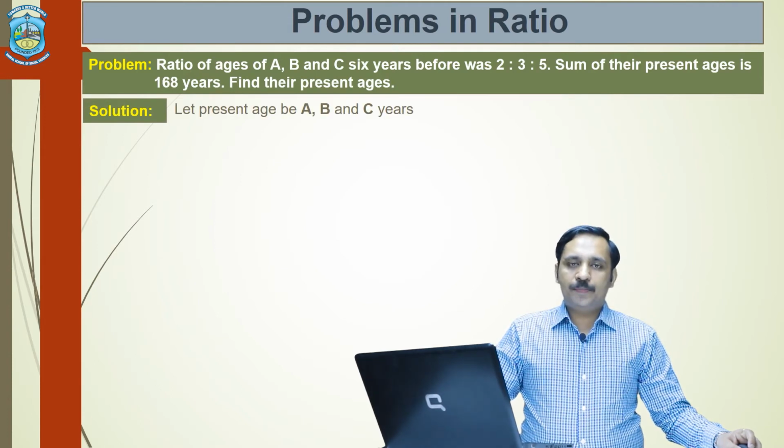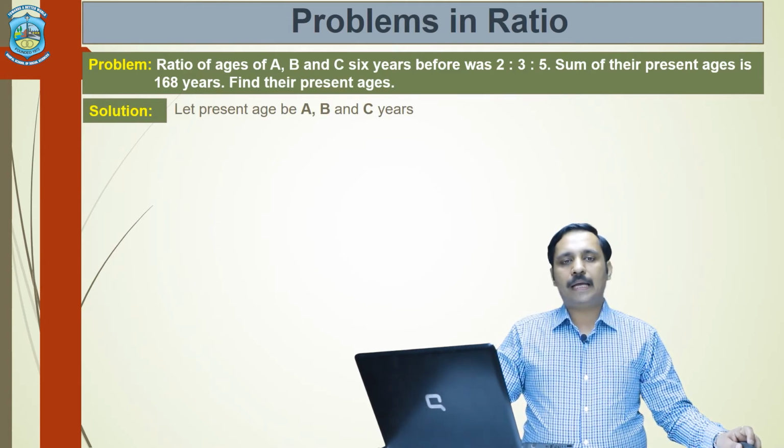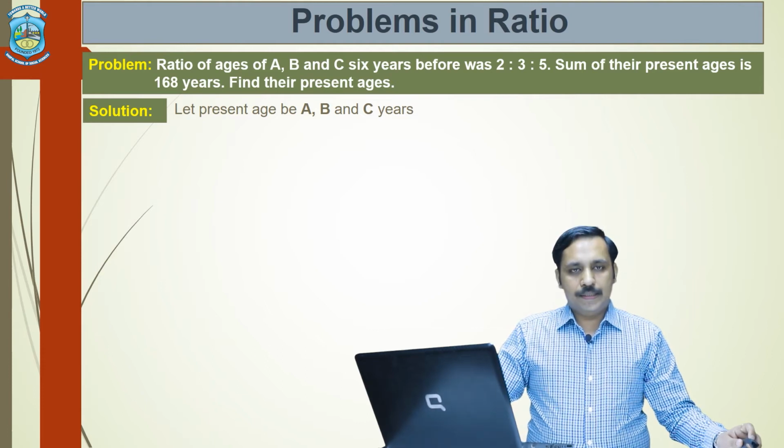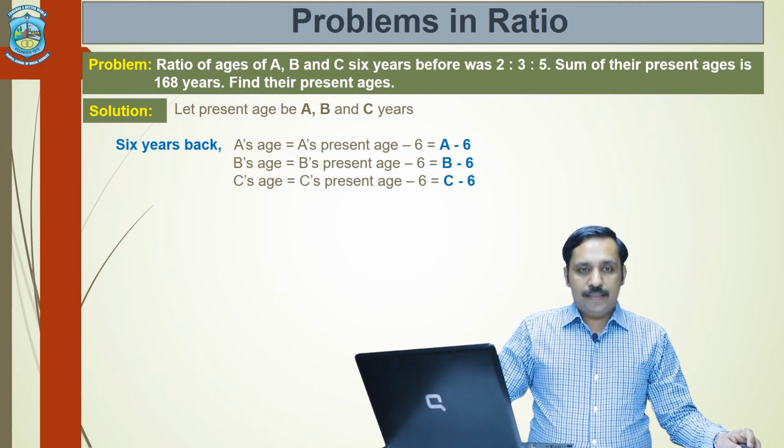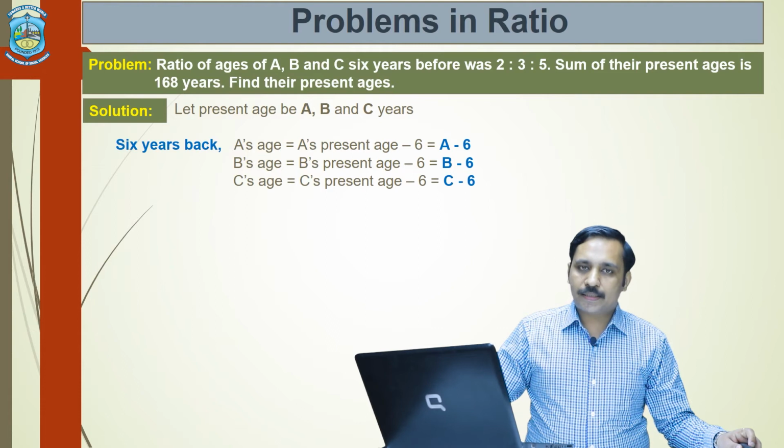Let the present ages be A, B and C, in years. 6 years ago, or 6 years back, A's age is the present age of A minus 6, that is A minus 6.